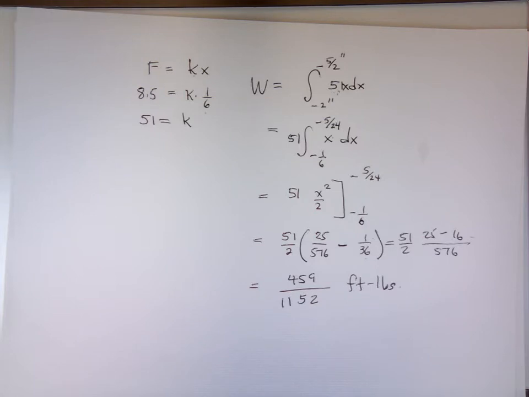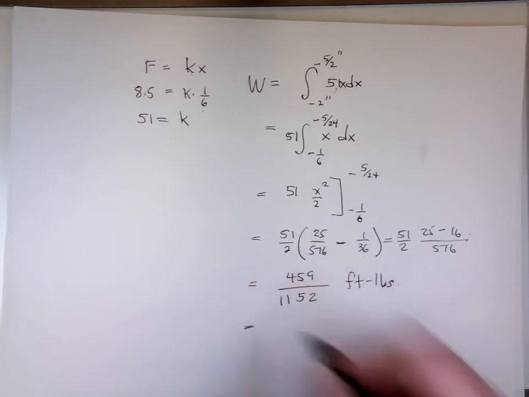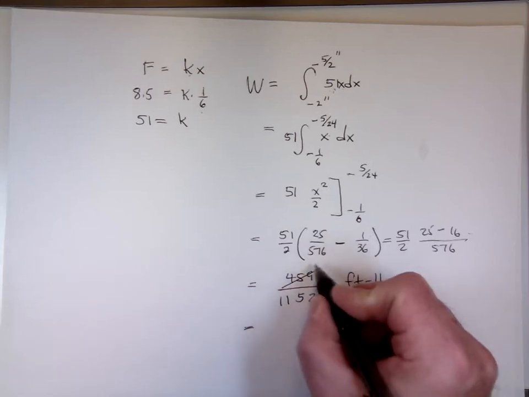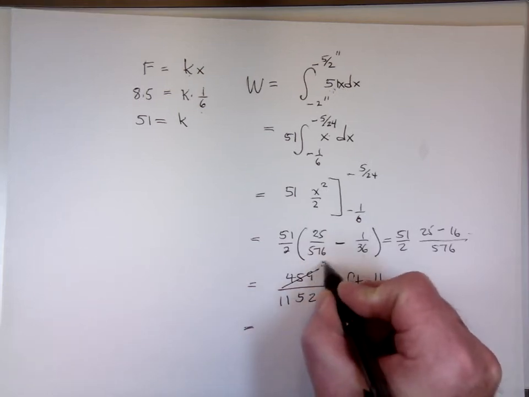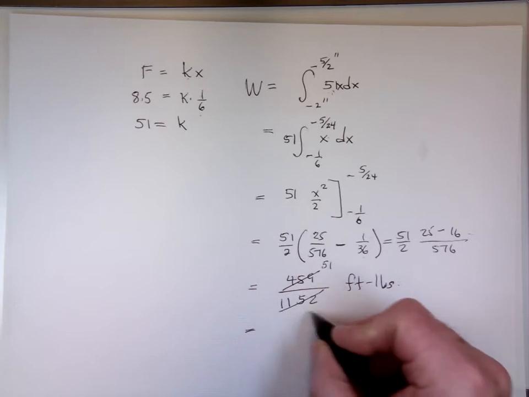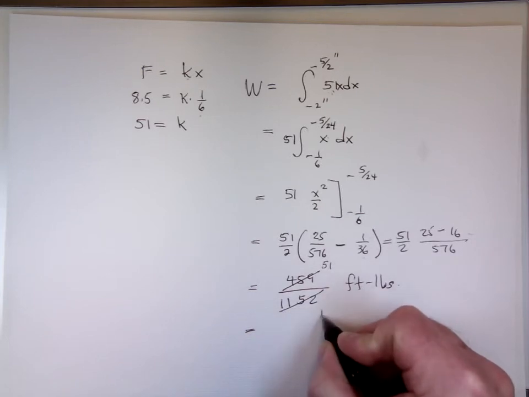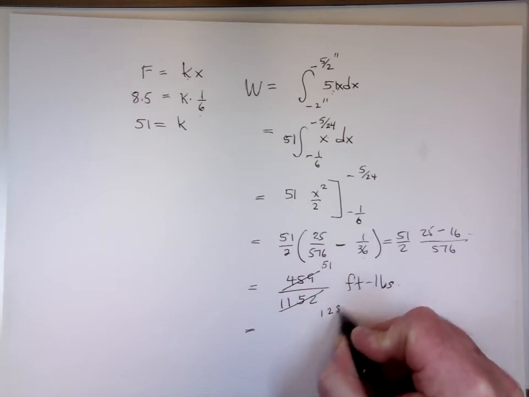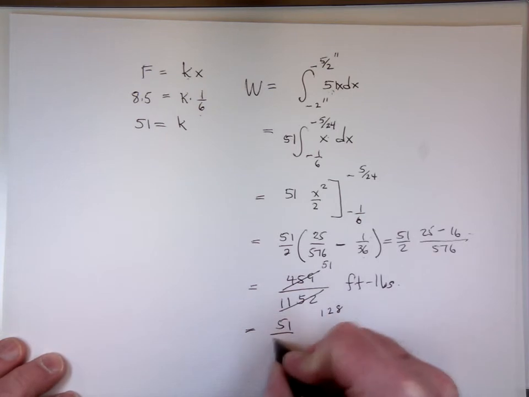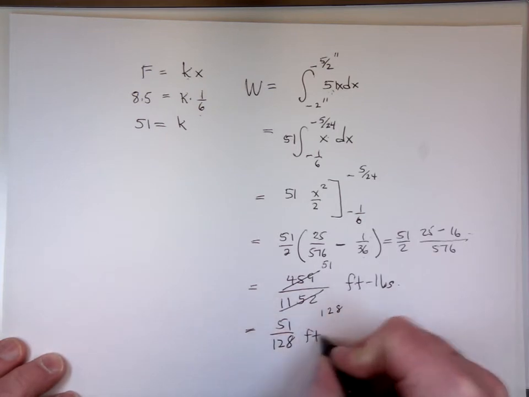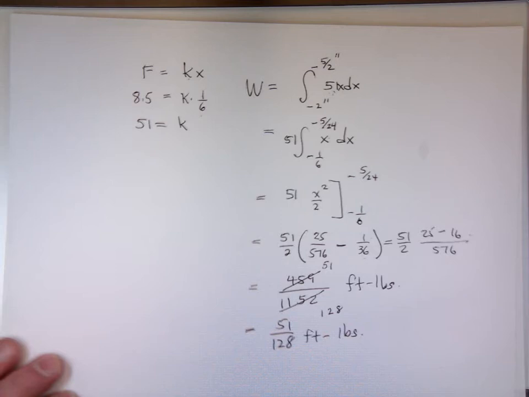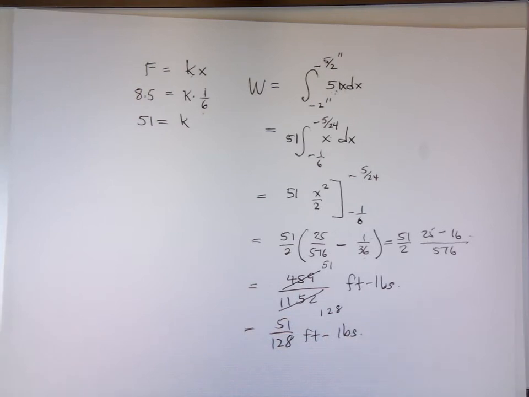Guess what? It can be simplified. I can see a 9 goes into each of these. 9 goes into 459 51 times, and 9 goes into 1152 128 times. It's 51 over 128 foot-pounds. Good thing I noticed it. Otherwise, you'd get it wrong and blame me. That's the exact answer right there.